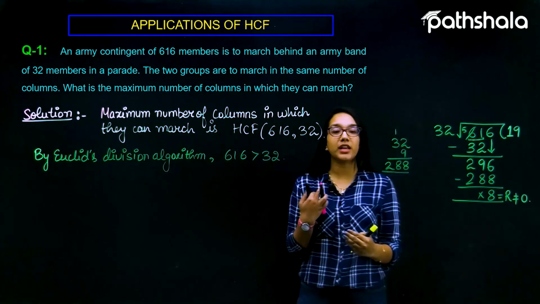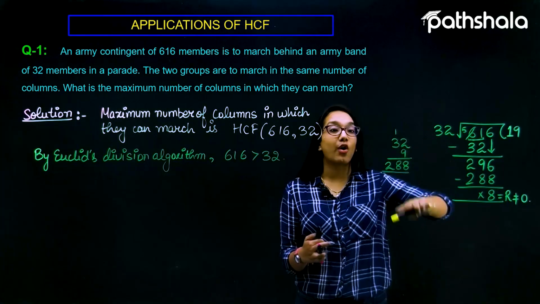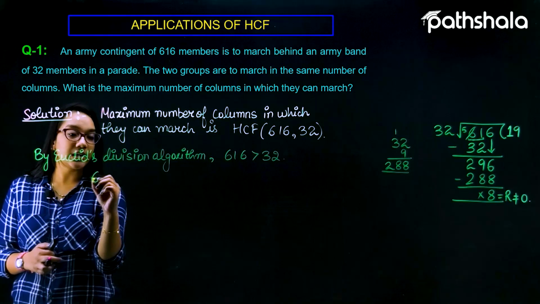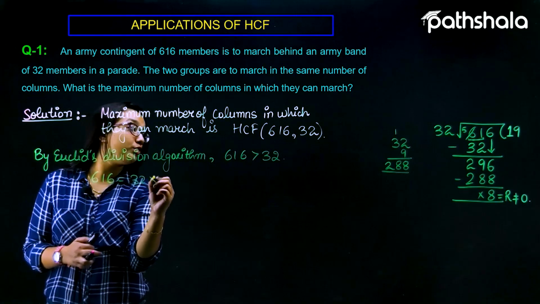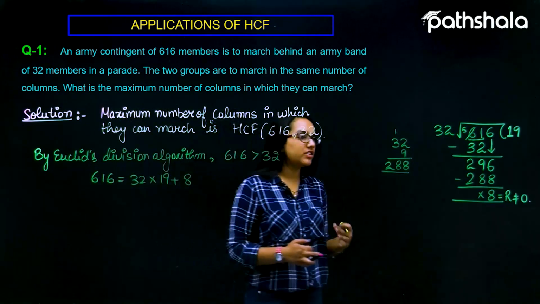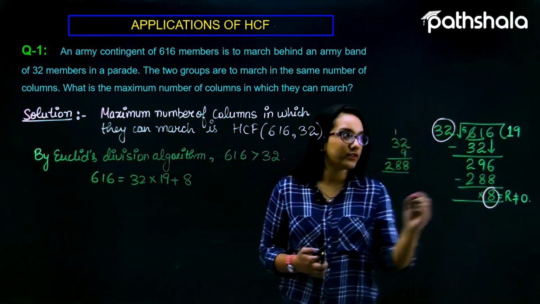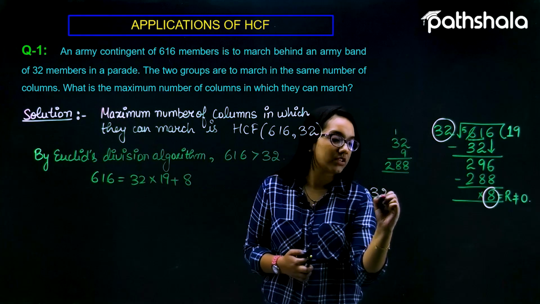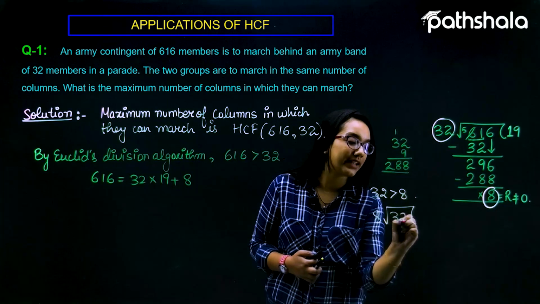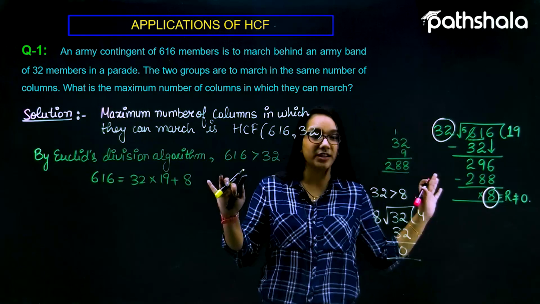So we have to apply Euclid's division algorithm again on the divisor and the remainder. Let me write the first step as 616 equals 32 into 19 plus remainder 8. Now apply Euclid's division algorithm again on 32 and 8. Obviously 32 is greater than 8. Let's divide both numbers, and we know that 8 into 4 is 32, so the remainder is 0. So we are done here.